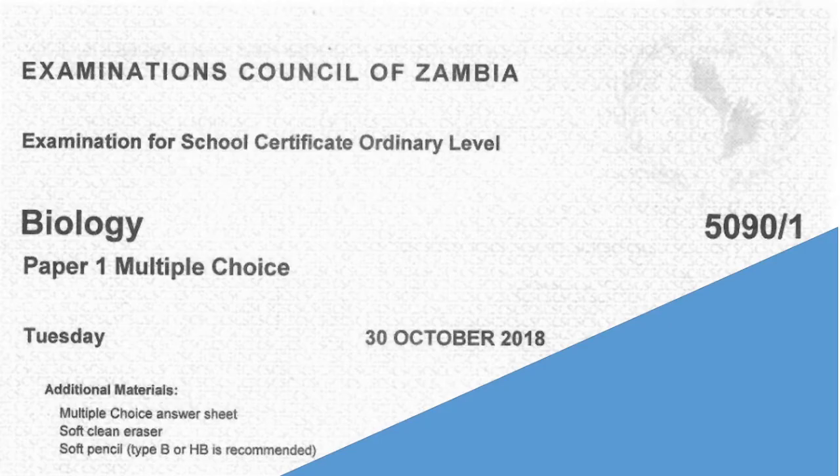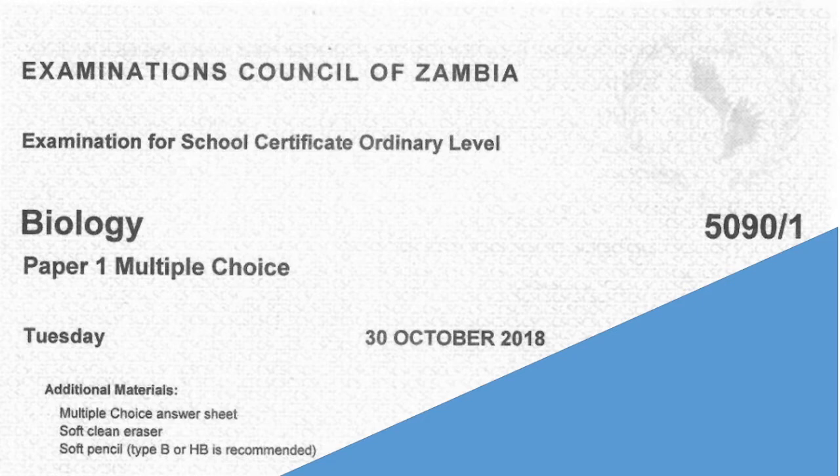In this video, we are going to look at Biology Paper 1 Multiple Choice, which was written on 3rd October 2018 for examination for school certificate, ordinary level, which we refer to as simply grade 12 exam. So to benefit fully from this video, please leave your answers in the comment section so that you participate fully. Let's get into the question paper.